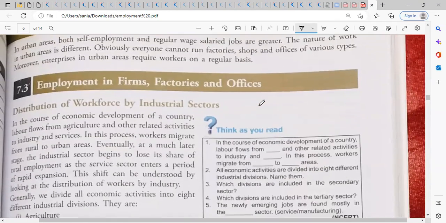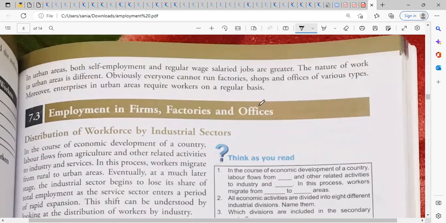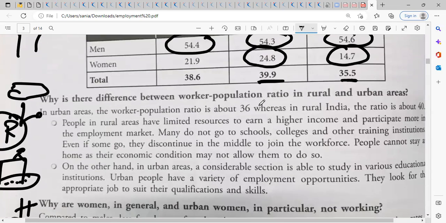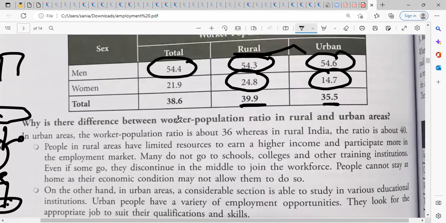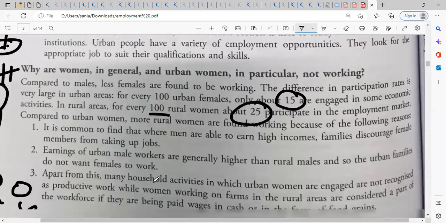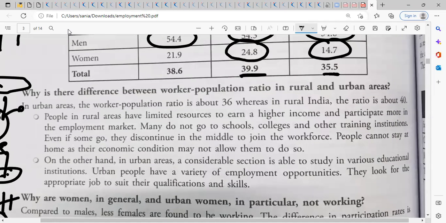Yes, ma'am. Okay, so first you will quickly read it out. I think we have to start from here. Quickly read it out, just in 1 or 2 minutes. Why is there a difference between work proportion in rural and urban, by these 2 points and these 3 points? After that, the other points, and over there you just need to read the graph, that's it.